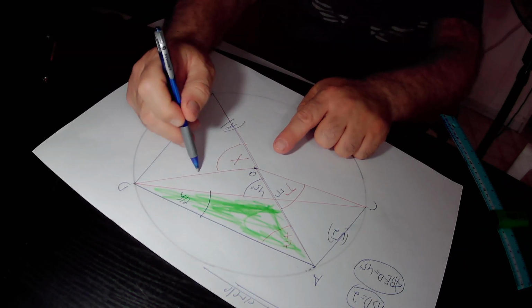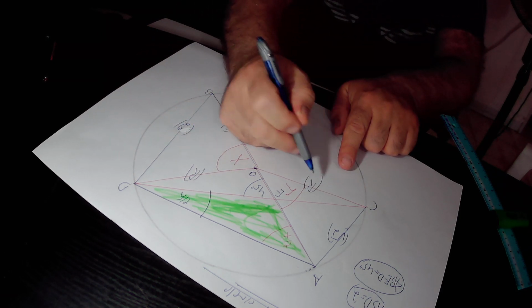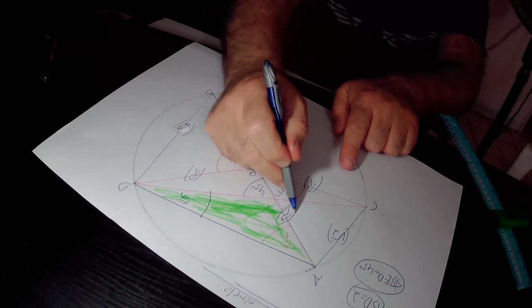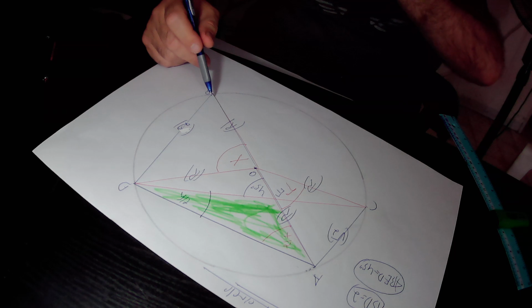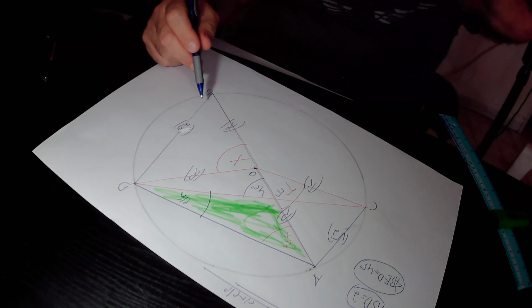OD equals R. OC also equals R. And OA also equals R. All those 4 line segments are the radii of this circle. Therefore, each of them equals R.